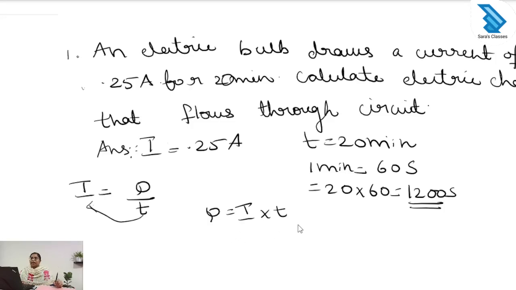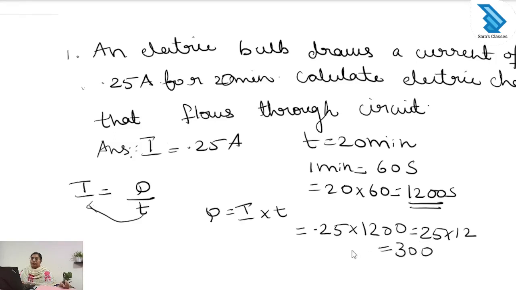So what is I? I is 0.25 and the time is given as 1200. Here 2 zeros are there and 2 decimal places are there, so we get 25 into 12. What is 25 into 12? On multiplying we get the answer as 300. So the charge Q is equal to 300 coulomb. We can go to the next problem.